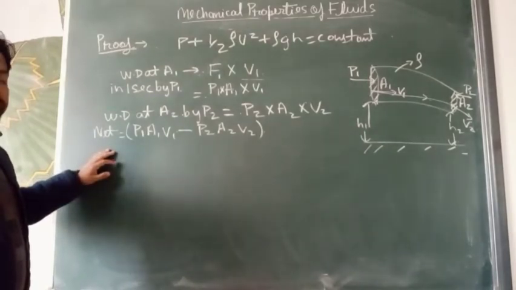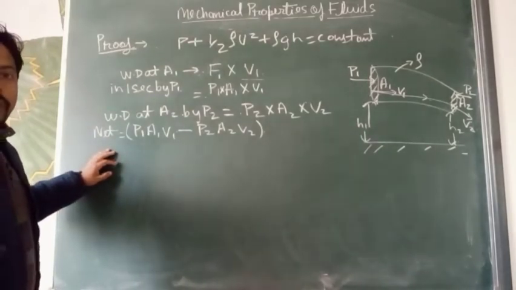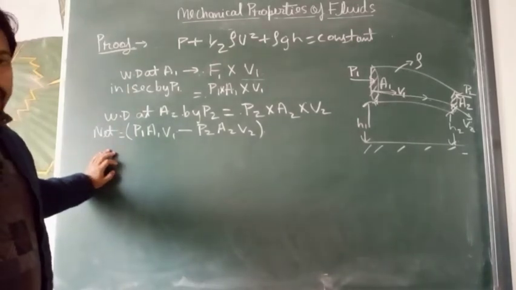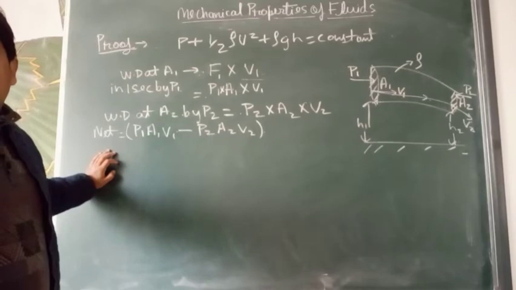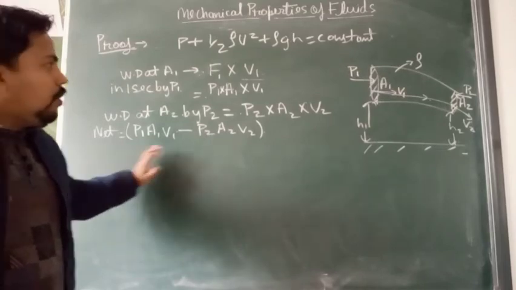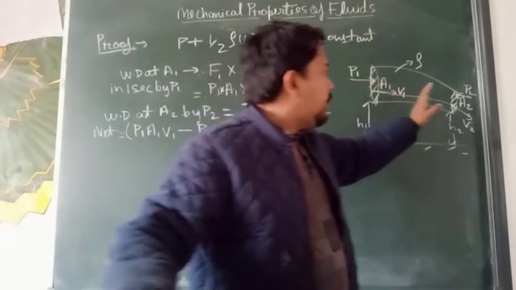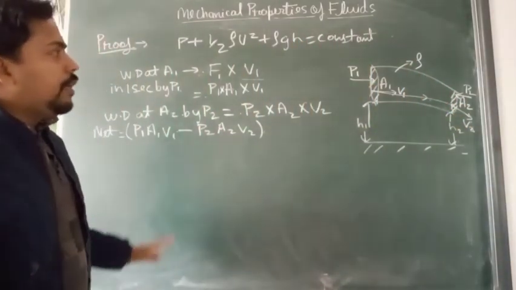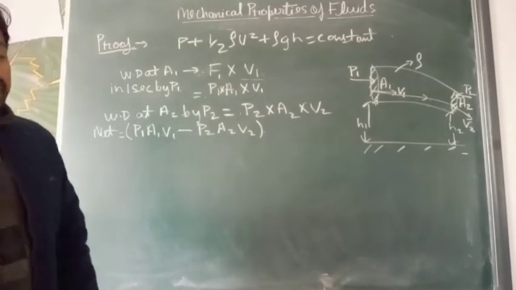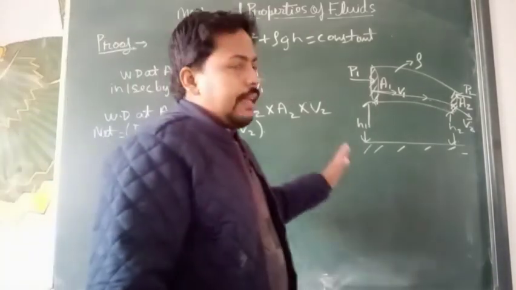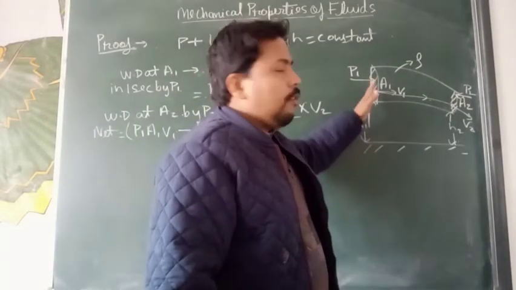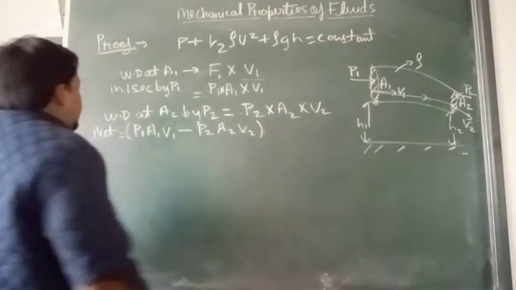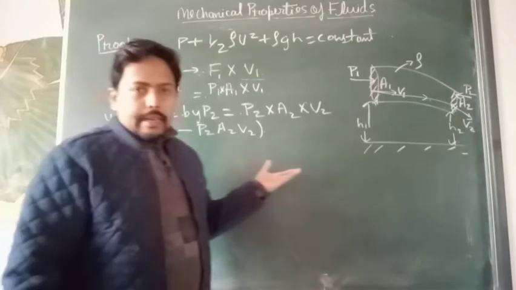This work done will be stored in the form of energy. So let's try to see the amount of energy at this end and the amount of energy at the other end. If I am talking about the total energy, then according to the mechanical system that we have studied, that is the sum of kinetic energy and potential energy. So how much is the increase in the kinetic energy?